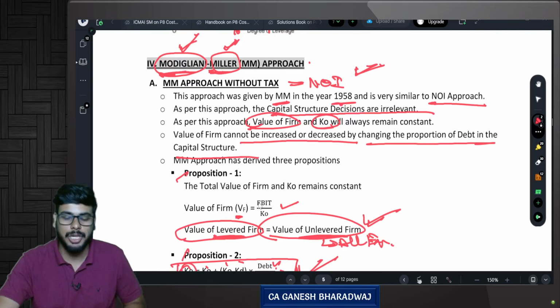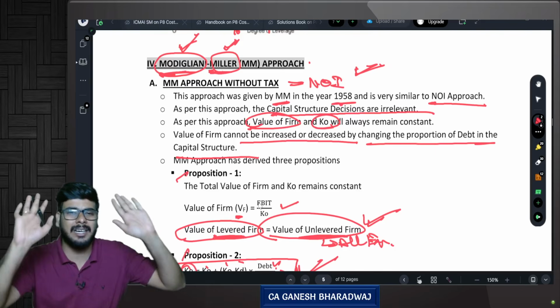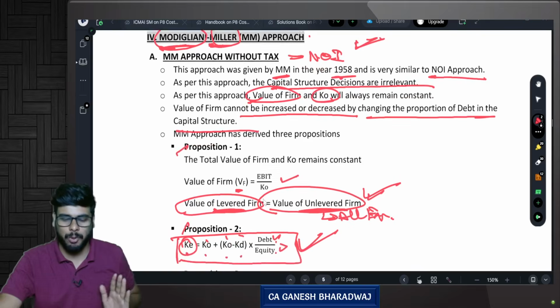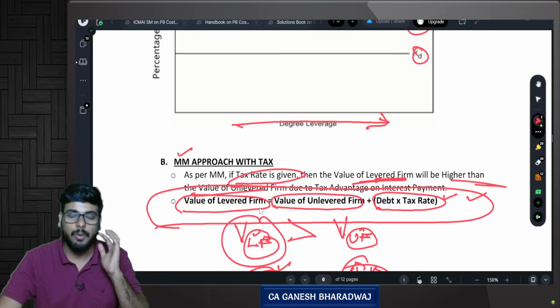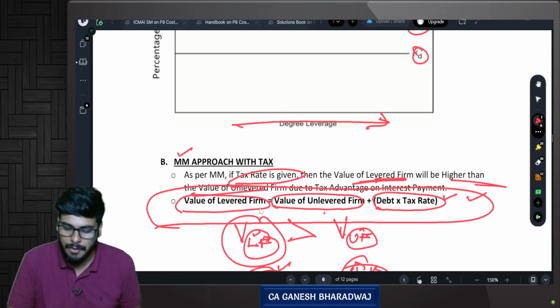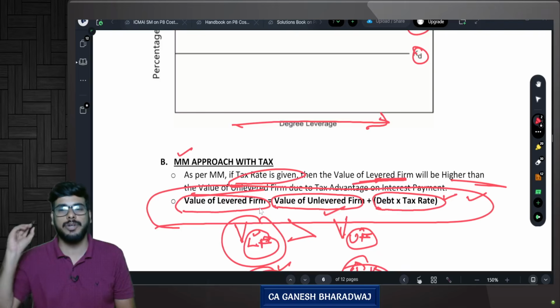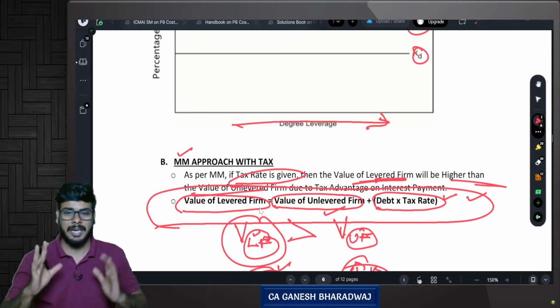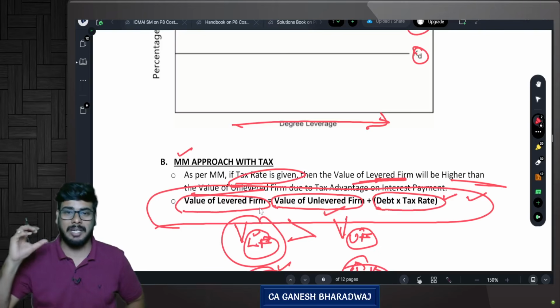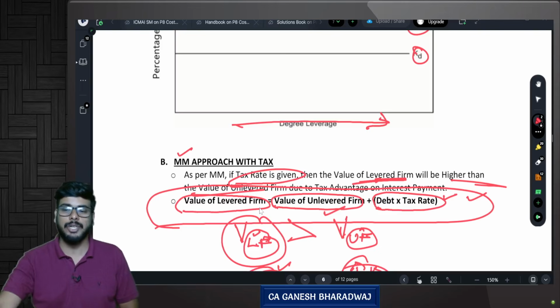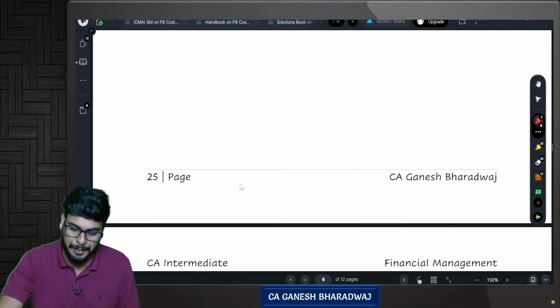MM approach without tax is exactly the same as the NOI approach. With tax, there is only one change. The proposition alone has changed. What is he saying? Value of levered firm is equal to value of unlevered firm plus debt amount into tax rate. Are you clear with this? With this, we have finished all the conceptual areas in these capital structure theories. Now let's dive into the questions and solve a few problems here.